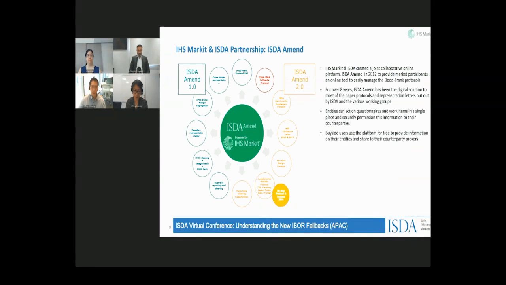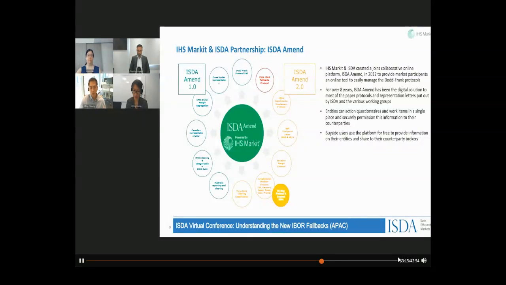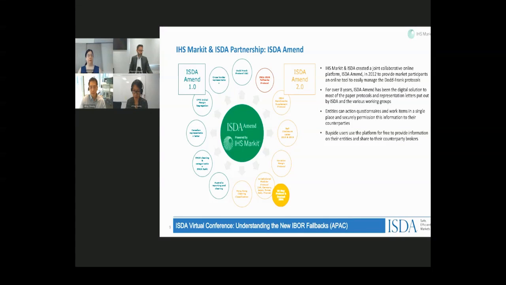And, not to forget the most recent one and what we'll be talking about today is the ISDA Amend IBOR protocol. And really, this platform is a utility-based approach. So it allows the buy side to log in once, complete the regulations, the representations, and then through a permissioning module, allow you to select the different banks and brokers that want to see that information. So it's pretty straightforward. Just complete it once, and you can share the same information across your different banking relationships.